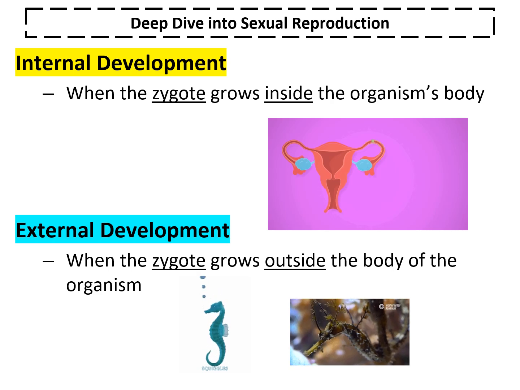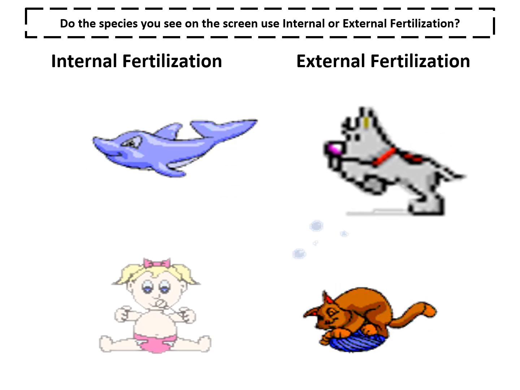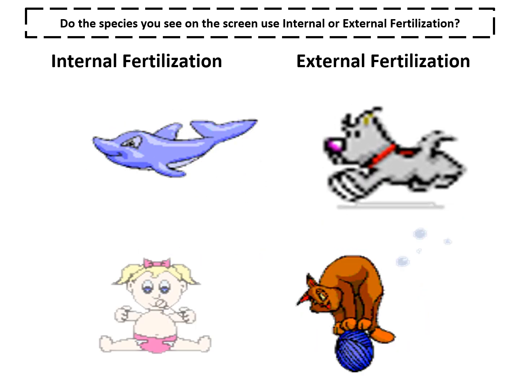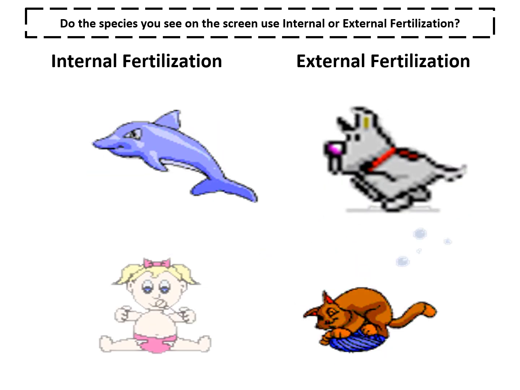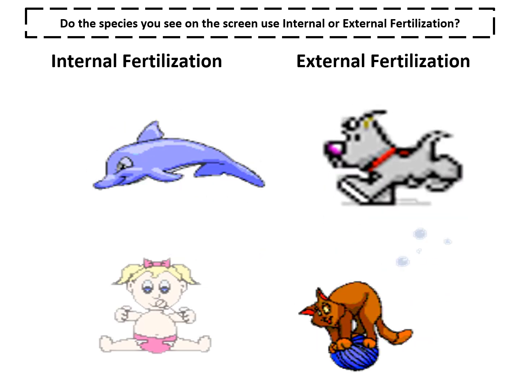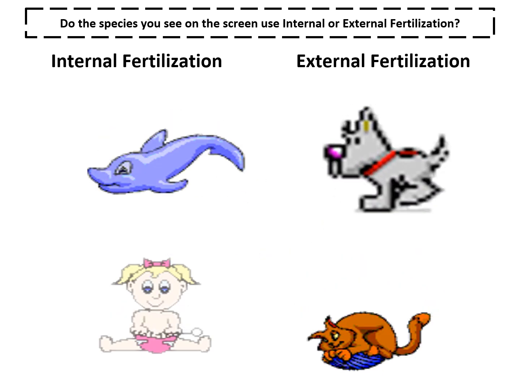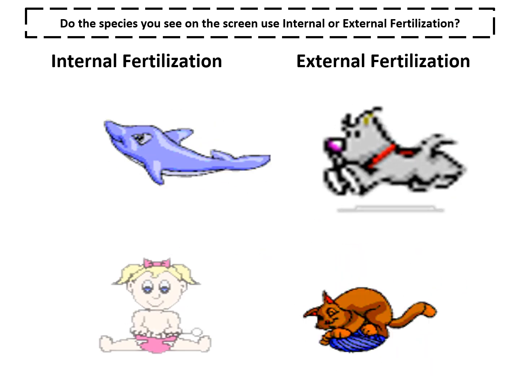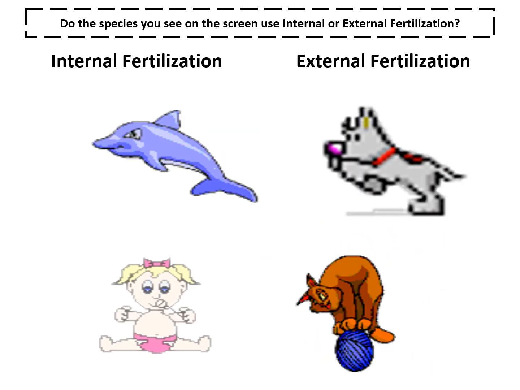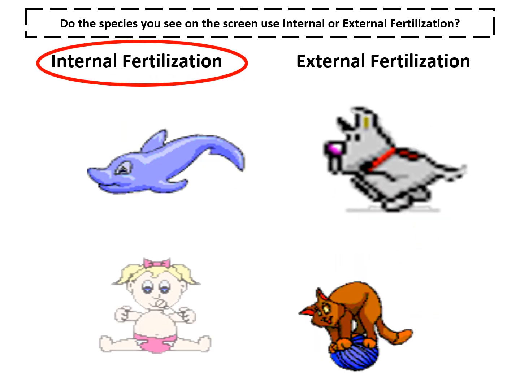All right, let's move on to the last part. So look at the pictures you see. I see a dolphin, I see a dog, I see a baby, and I see a cat. Do these species go through internal or external fertilization, based on what you know about these species? We're not talking about development, just fertilization. Where is the egg gamete and the sperm gamete? Where do they meet? Inside the organism's body or on the outside of the organism's body? Well, the baby should have been a clue. Hopefully you know that this is all internal fertilization.